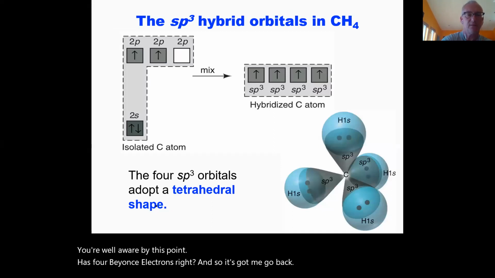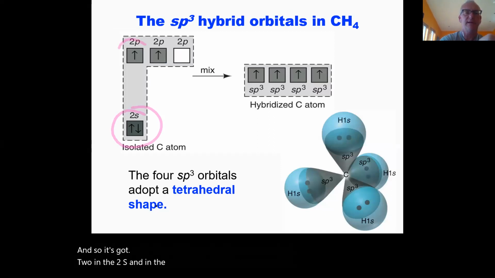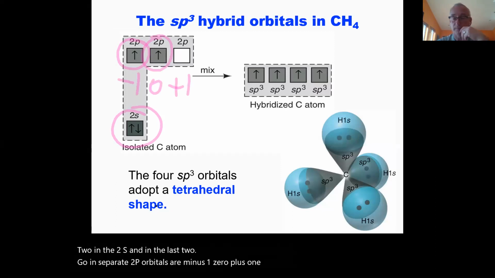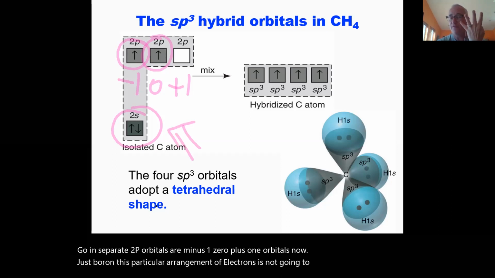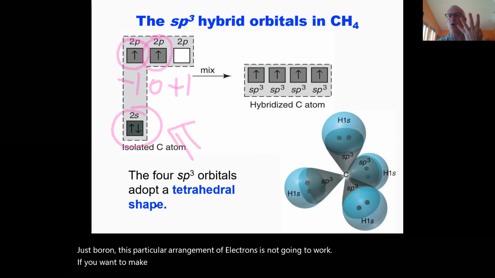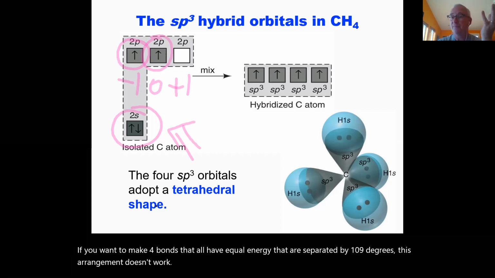And so it's got 2 in the 2s, and then the last 2 go in separate 2p orbitals, or -1, 0, +1 orbitals. Now, just like boron, this particular arrangement of electrons is not going to work if you want to make 4 bonds that all have equal energy that are separated by 109 degrees. This arrangement doesn't work.